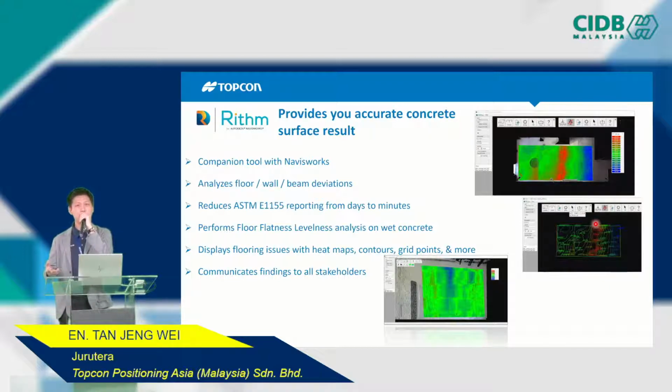While for the conventional method, normally they will use the dip stick survey, and it is very time consuming, and the user has to go to the site time and again to repeat the procedure. So by using our software, we can actually come up with a heat map, as you can see from this picture, and also the contour map.